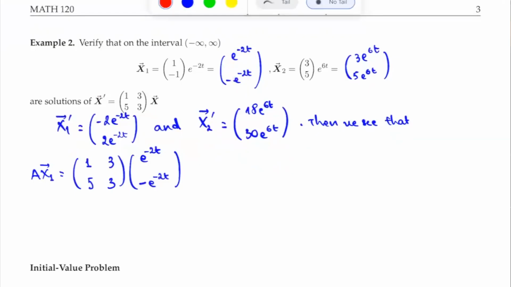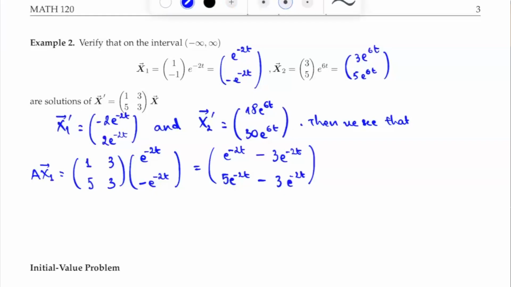Next, I'm going to perform the matrix product. I have 1 times e to the negative 2t plus 3 times negative e to the negative 2t. I get e to the negative 2t minus 3 times e to the negative 2t. Then for the second entry, you have 5 times e to the negative 2t plus 3 times negative e to the negative 2t, that is negative 3. So for each entry, simplifying, you get negative 2 times e to the negative 2t and positive 2 e to the negative 2t, which is equal to x1 prime that we found over here.